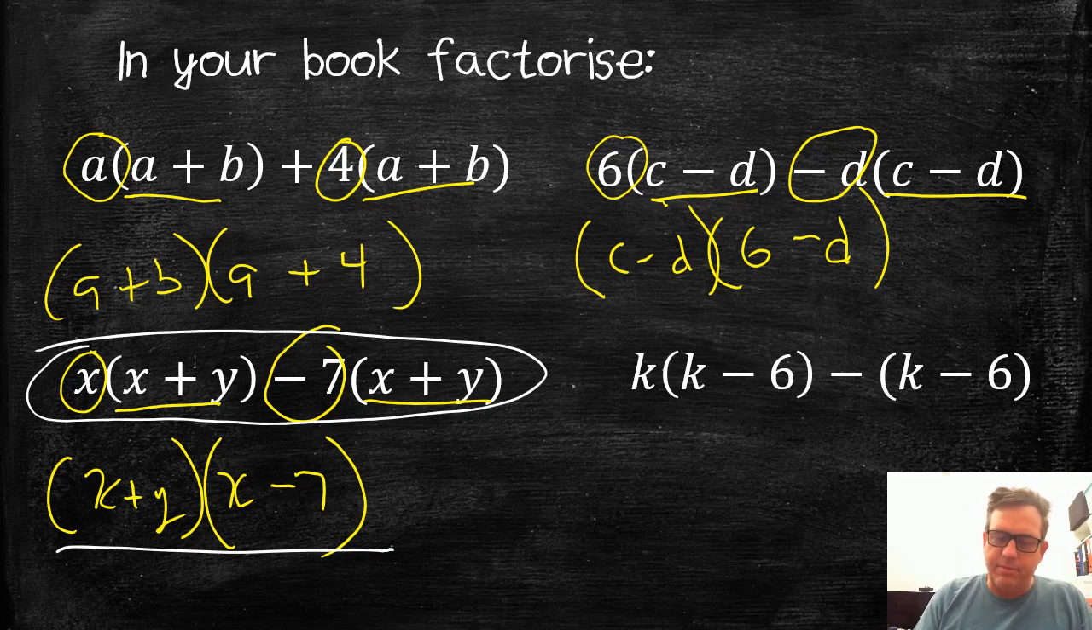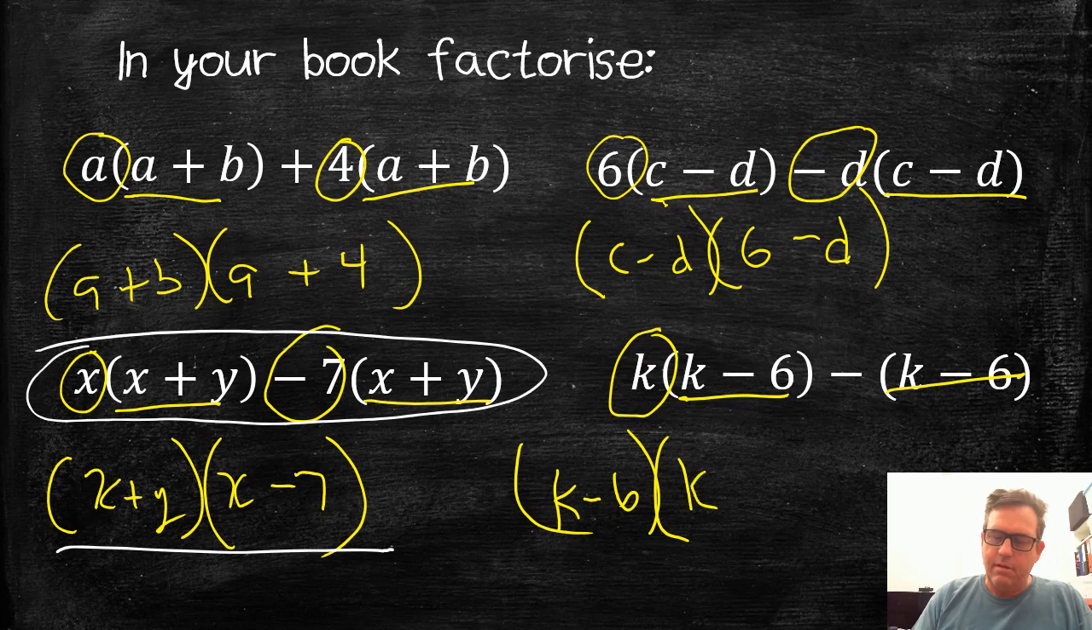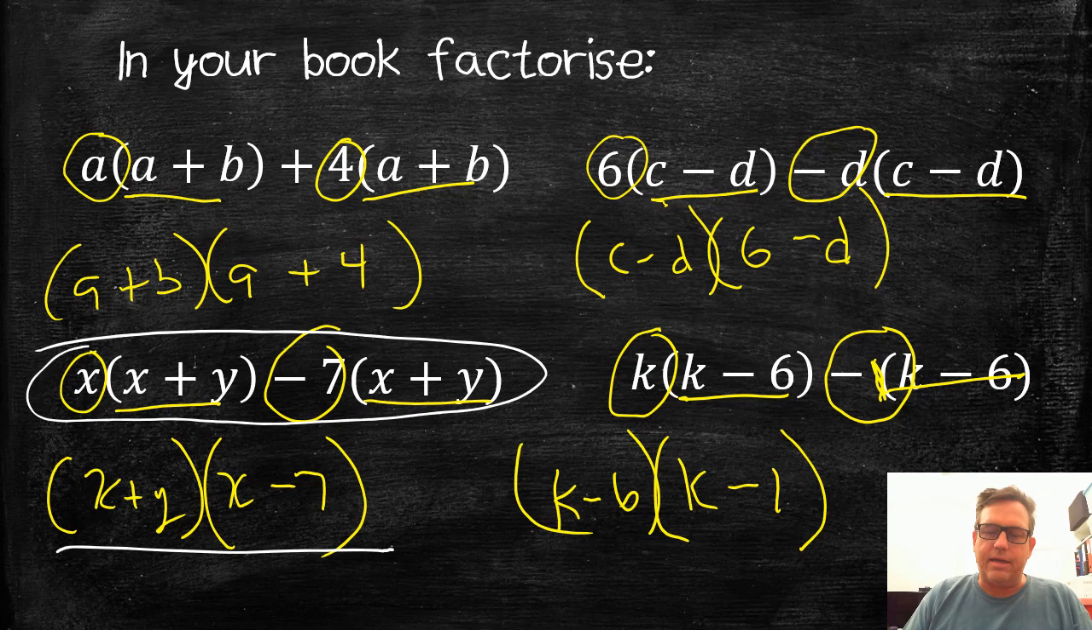Okay, in the last example, they both have a (k minus 6). So I can factor out the (k minus 6). Now I'm left with a k here. And what am I left with over here? Remember, if there's nothing in front of a bracket, there's an imaginary 1. So in this case, it's actually a minus 1 that I'm left with in front of that bracket.